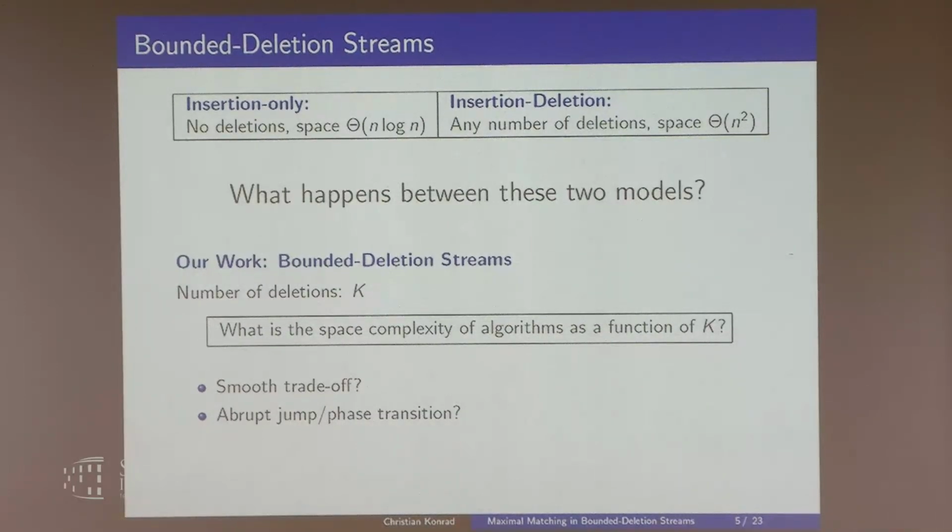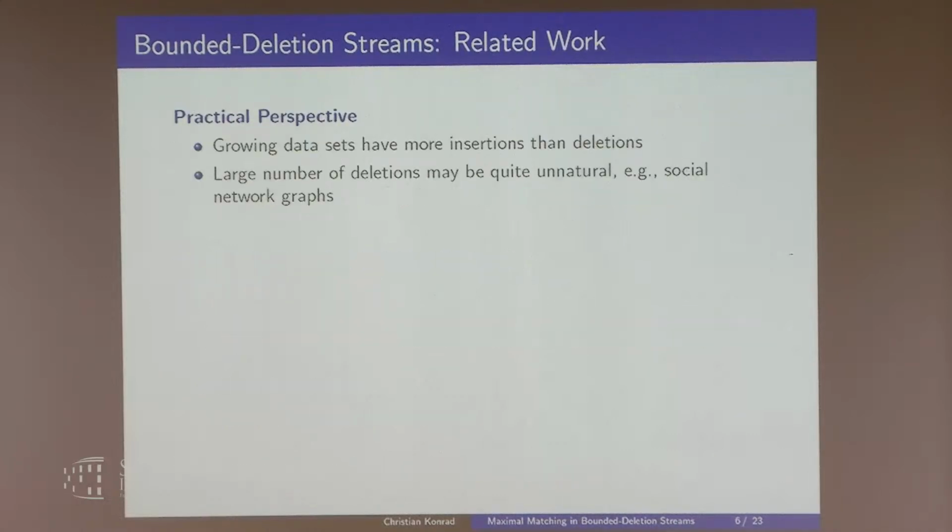So these are basically the situations that we want to see and determine what happens here for maximal matching. Good. Okay, so what I find quite interesting is that this seems to be the first work really that explicitly addresses these bounded deletion graph streams.